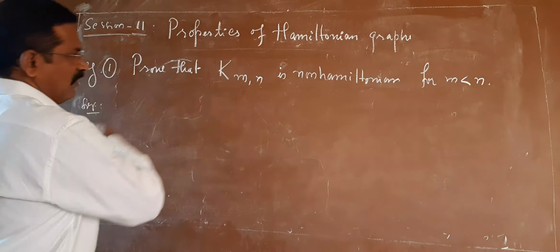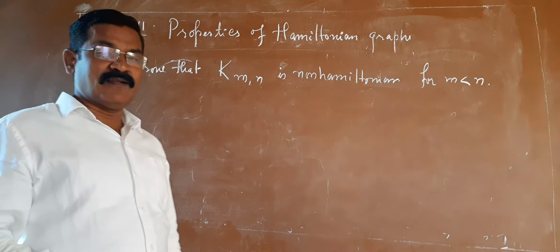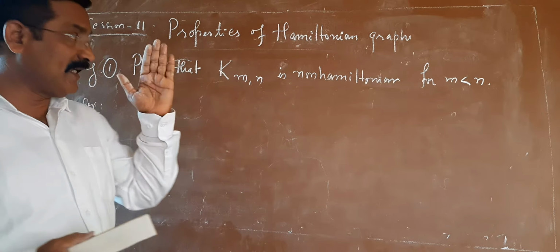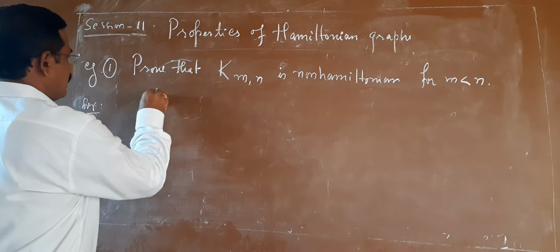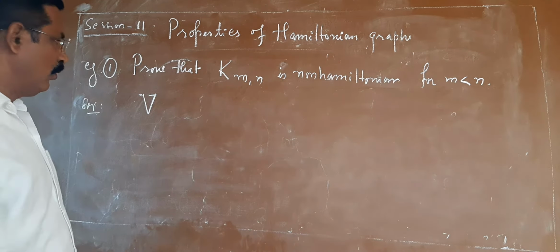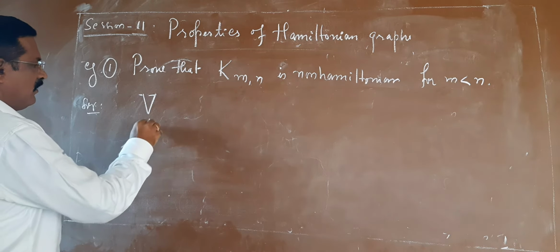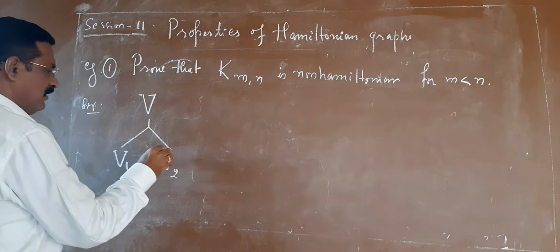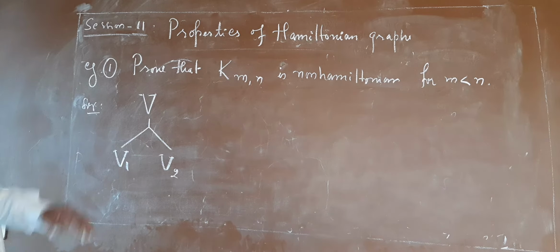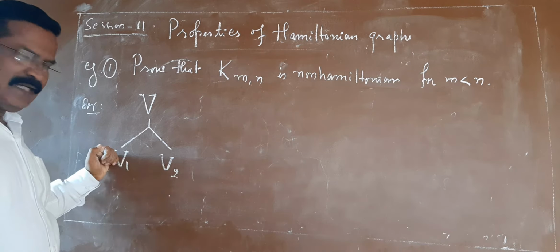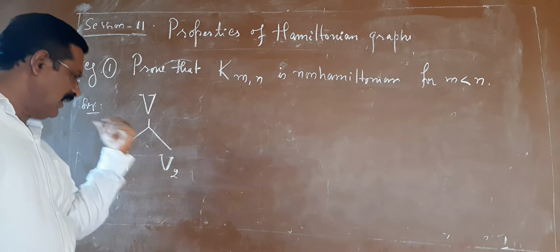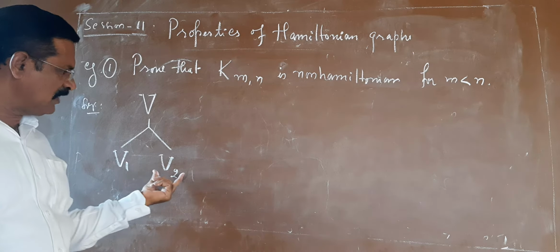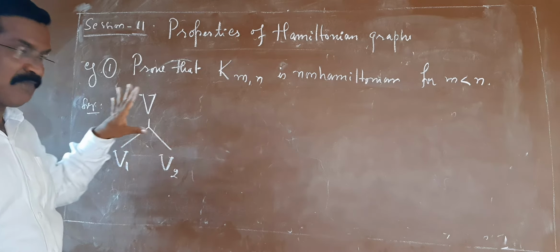Anyway, we know the definition of a complete bipartite graph. A graph is said to be complete bipartite if it is possible to partition the vertex set V of the graph into two disjoint subsets V1 and V2, in which each vertex of V1 is adjacent to every vertex of V2. So this is the definition of a complete bipartite graph.